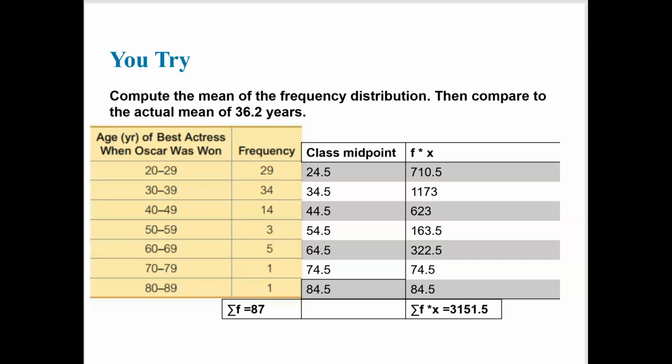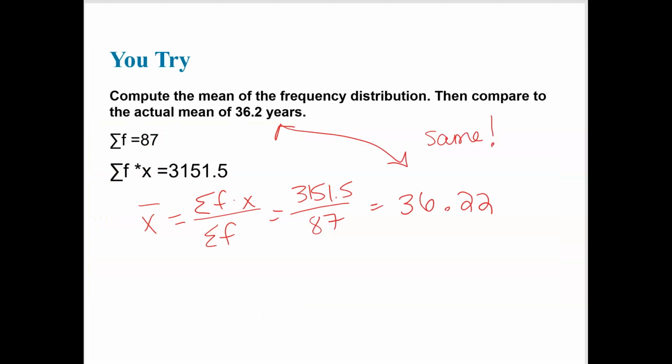And there you go. That's my table. And here is my answer. It did ask me to compare to the actual mean. I got the exact same thing.